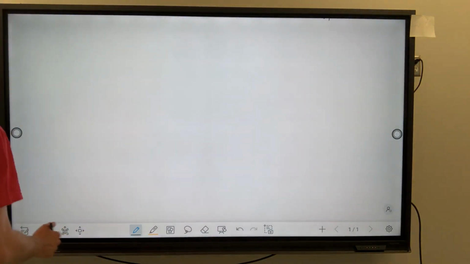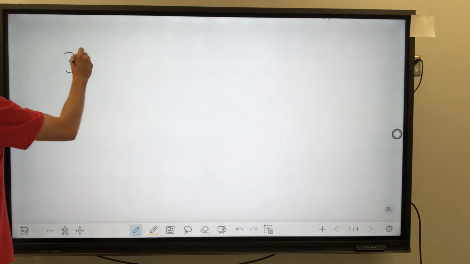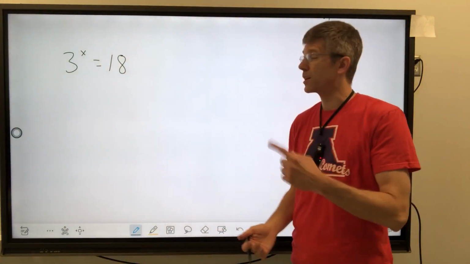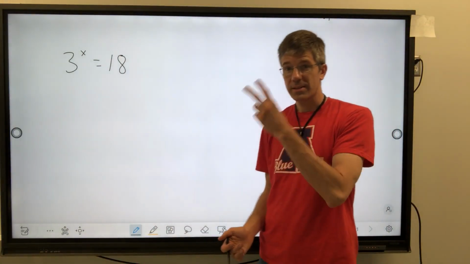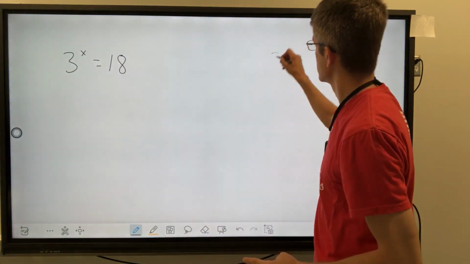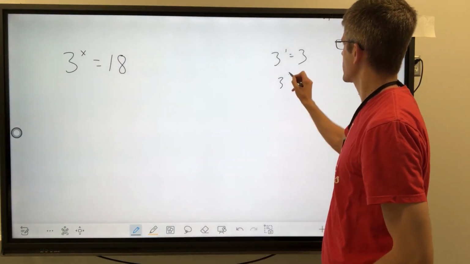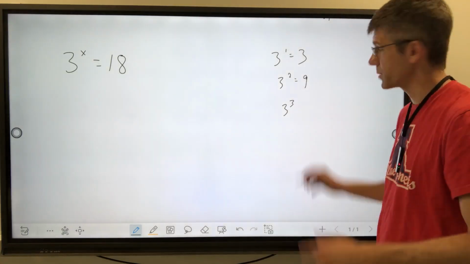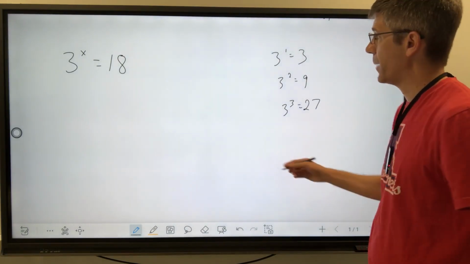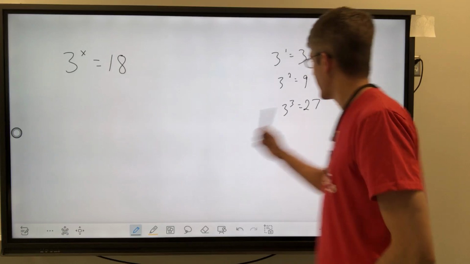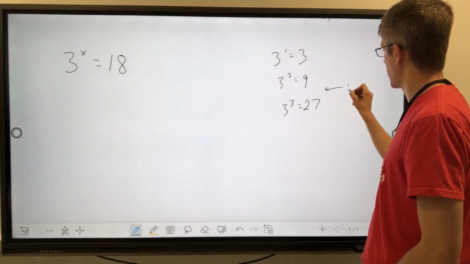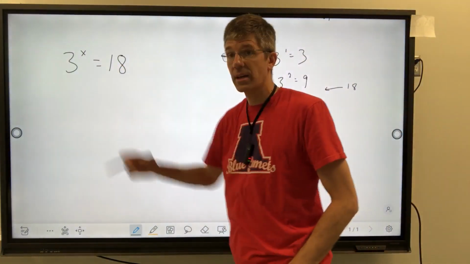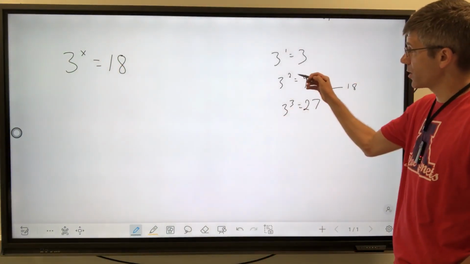So let's move on to the next problem that isn't that basic. 3 to the x equals 18. Okay, 3 to what power gives me 18? Well, 3 to the first power is 3. 3 to the second power is 9. 3 to the third power, 3 times 3 times 3, that'd be 9 times 3, which would be 27. And I'm aiming for an 18. So 18 is going to be somewhere in here, which means my exponent, x, is going to be somewhere in between 2 and 3.